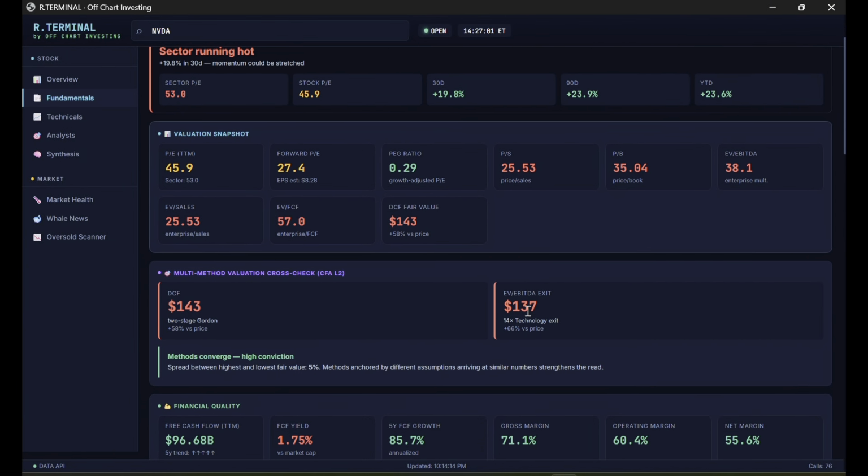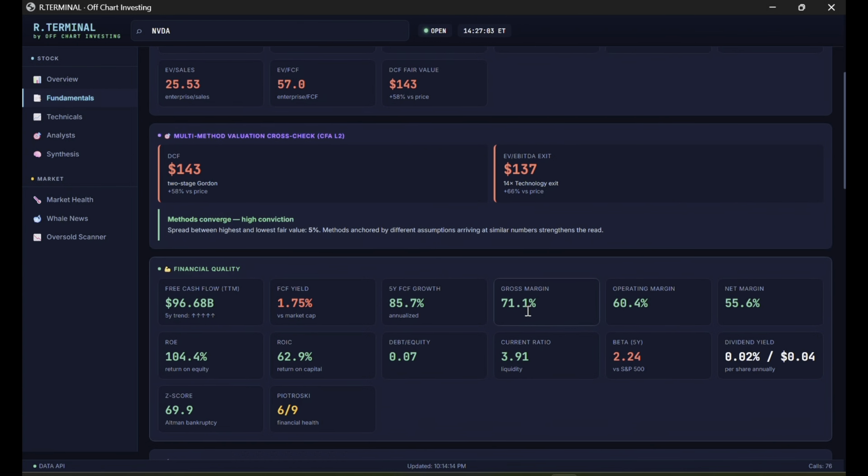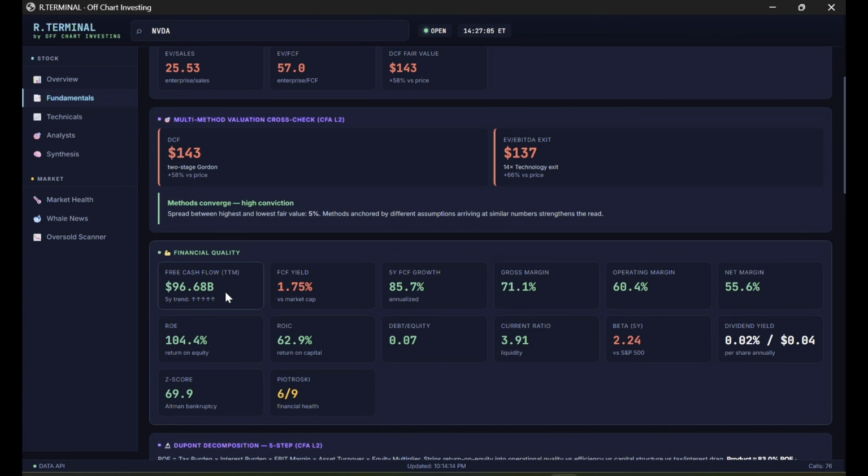So one main important factor that I look at is the cash that the company has. The 5-year trend is growth, and the company currently has almost $100 billion in cash, free cash to use. The company margins are very healthy. If you look at the margins, a 71.1% gross margin, operating margin of 60%, net margin of 55.6%, amazing performance for a company with the size of NVIDIA and the business size that NVIDIA has.